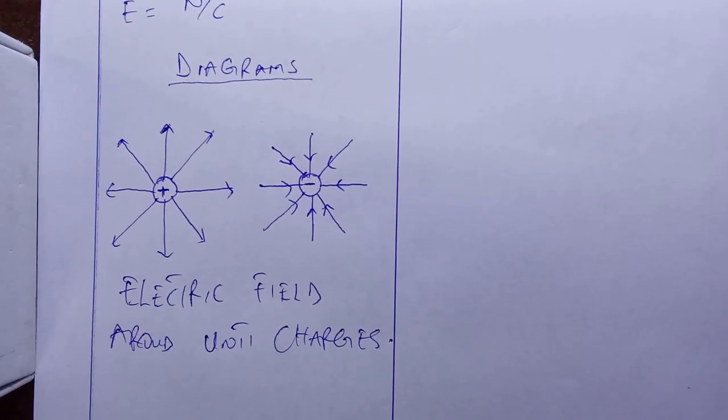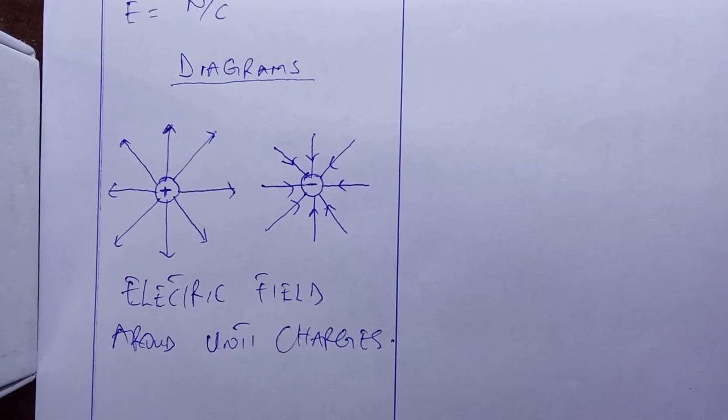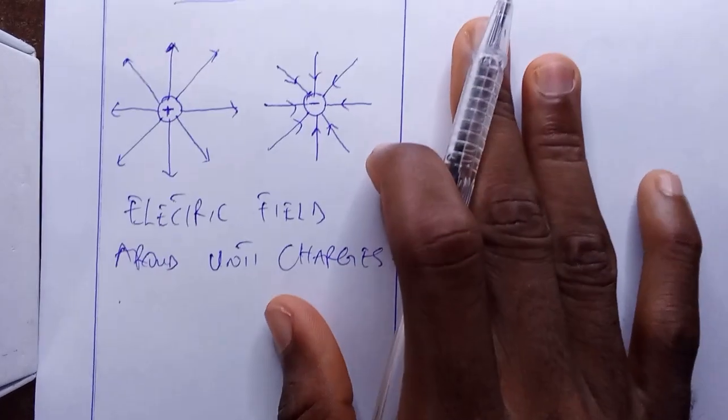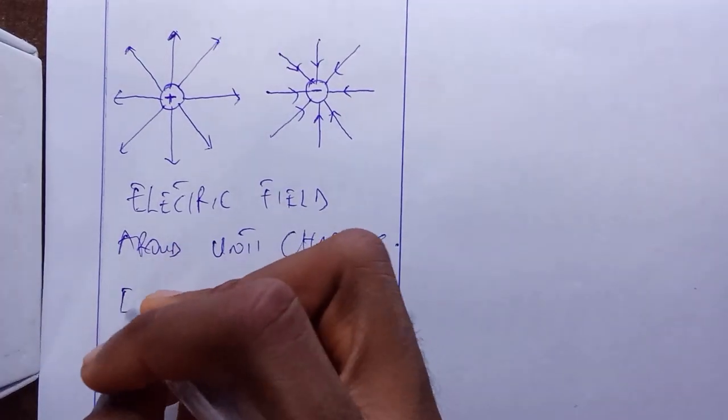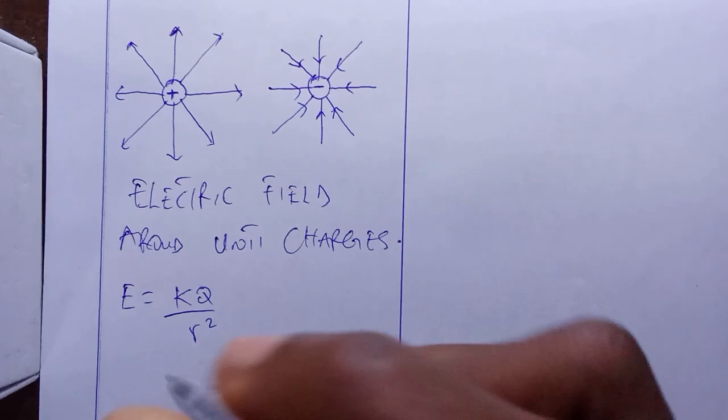Now, I'll give you the formula to calculate an electric field intensity for a unit positive charge. So the formula is E equals KQ over R squared.